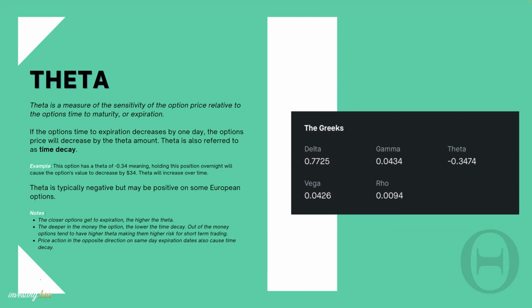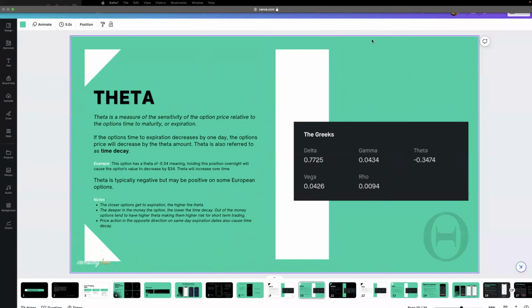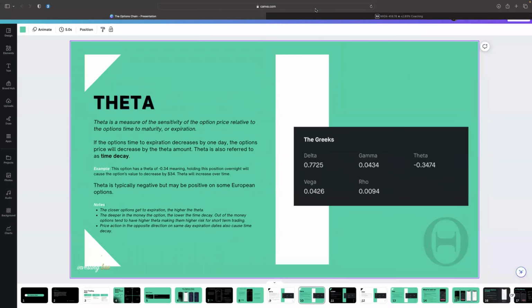I have a rule of thumb: if you're buying time, I try to exit in half the time. So if I'm buying out 6 months, I try to wrap it up in 3. If I'm going out 2 weeks, I try to wrap it up in 1. The reason is theta gets a little crazy around halftime. Okay, so keep that in mind. I'll show you a visual representation of theta.